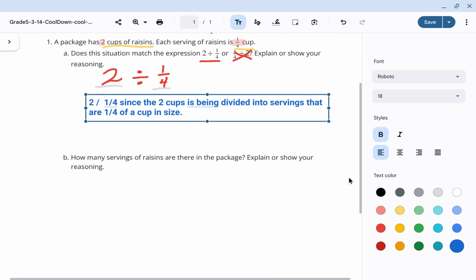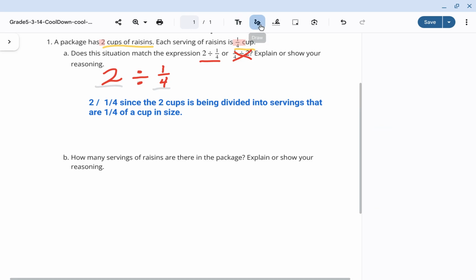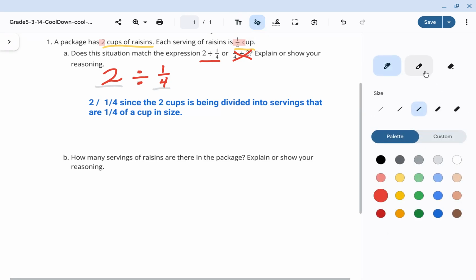All right, now we're ready to come down and think a little bit about how many actual servings of raisins we would have in this situation, right? B says, how many servings of raisins are there in the package? Explain or show your reasoning. So let's imagine that right here we have 1 cup of raisins. And right here we have 1 cup of raisins.